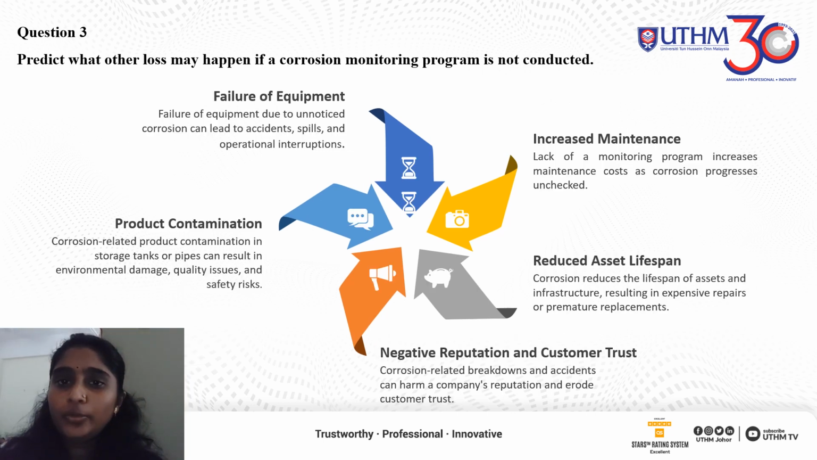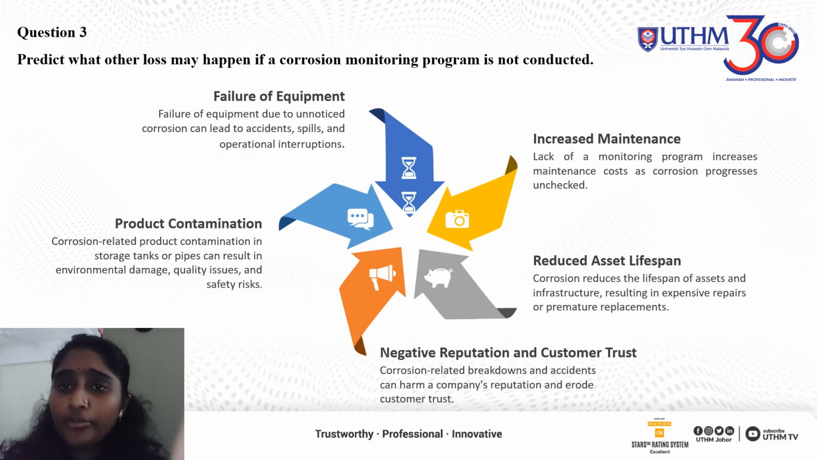Question 3. Predict what other loss may happen if a corrosion monitoring program is not conducted. Number 1. Failure of equipment. Failure of equipment due to unnoticed corrosion can lead to accidents, spills, and operational interruptions. Number 2. Product contamination. Corrosion-related product contamination in storage tanks or pipes can result in environmental damage, quality issues, and safety risk.